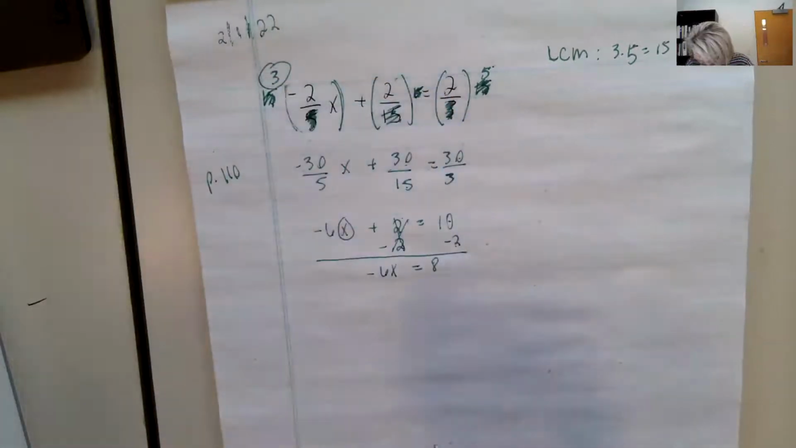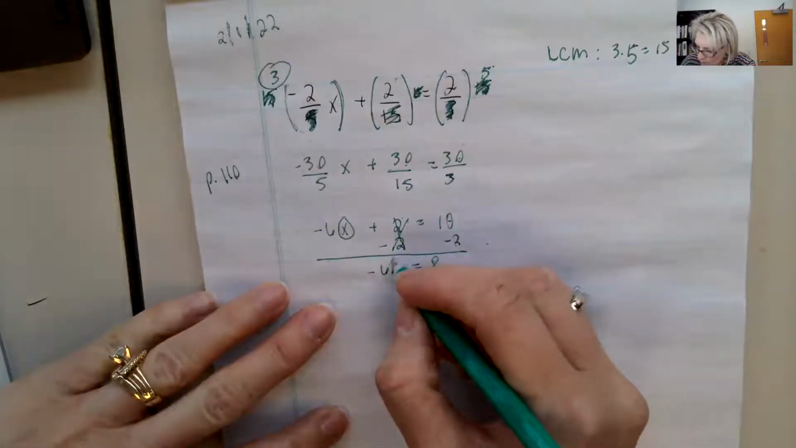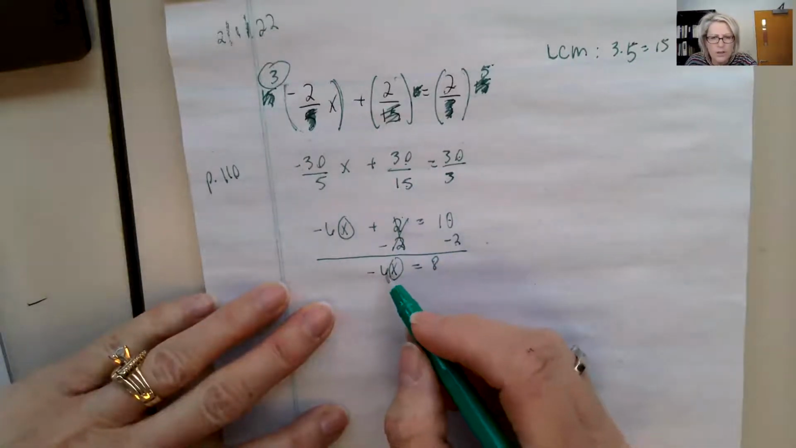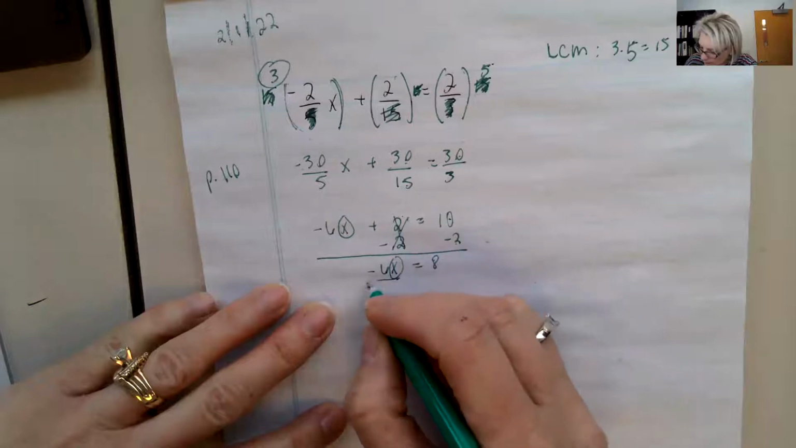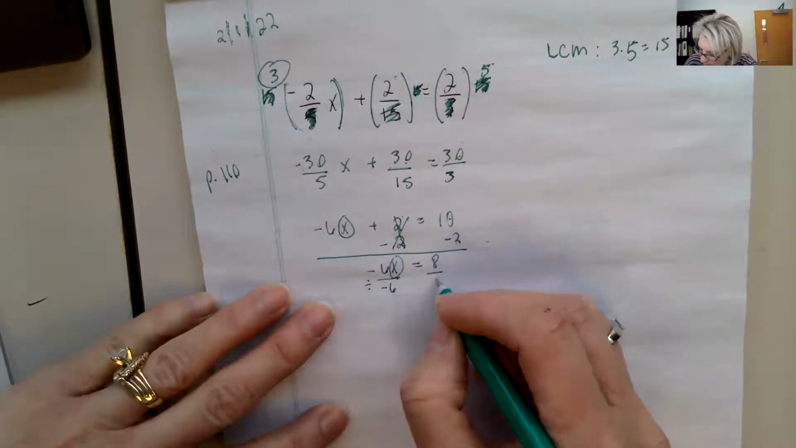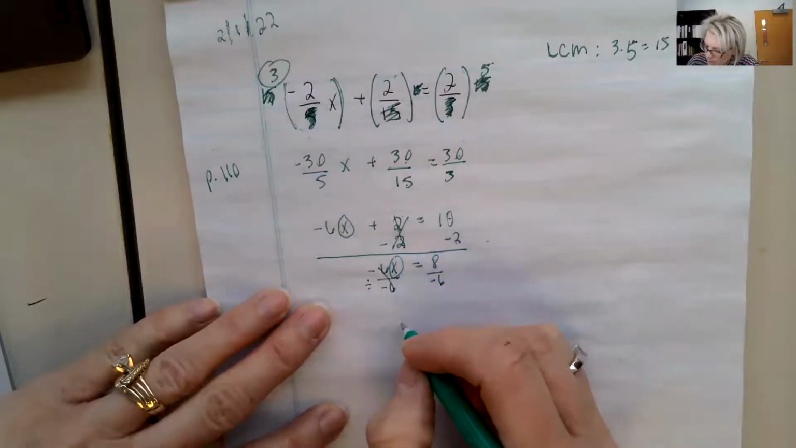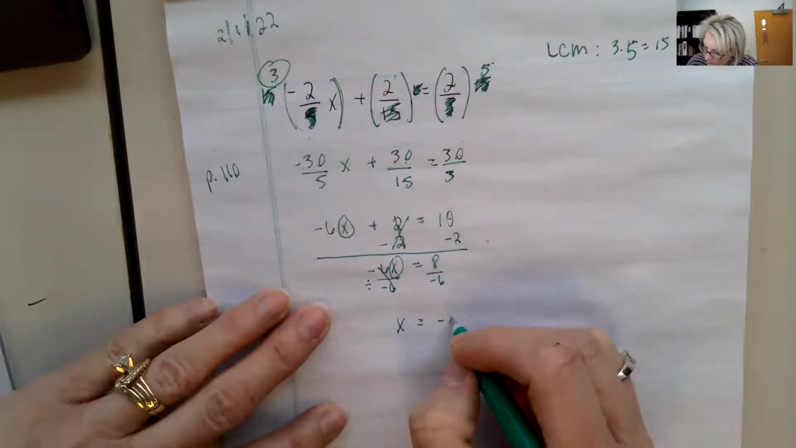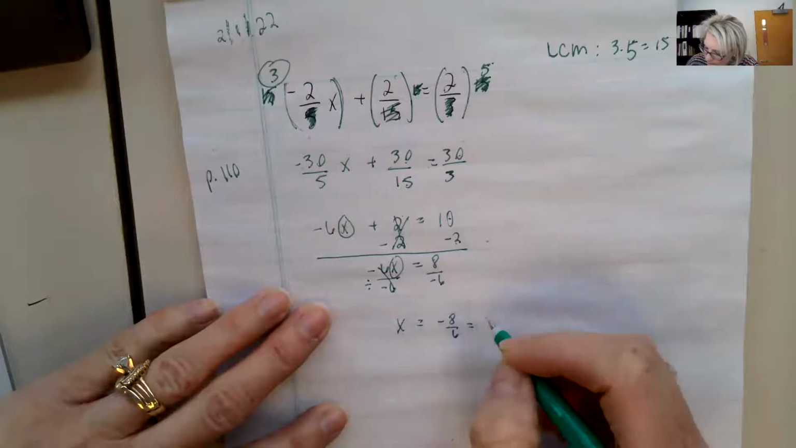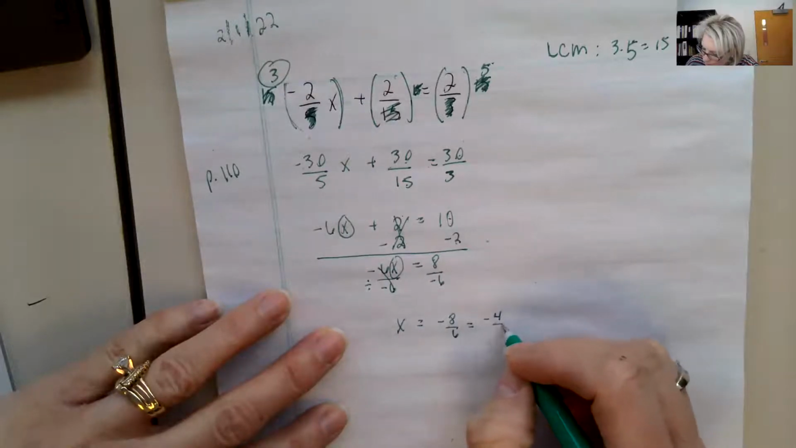This is problem number 3. And then we're solving first for x. And so we're going to undo this multiplication by dividing by a negative 6. And so this leaves us with x equals a negative 8/6. And that can reduce to a negative 4/3.